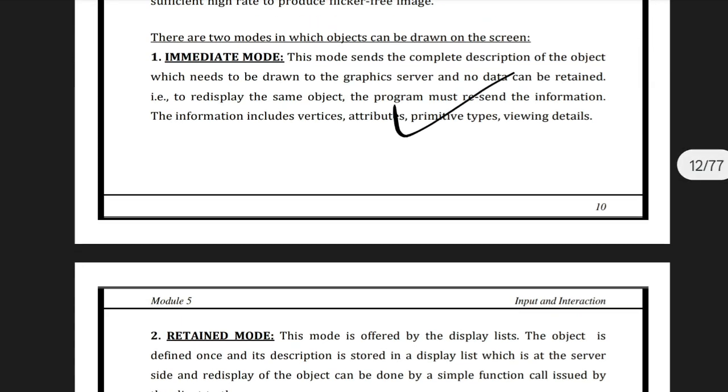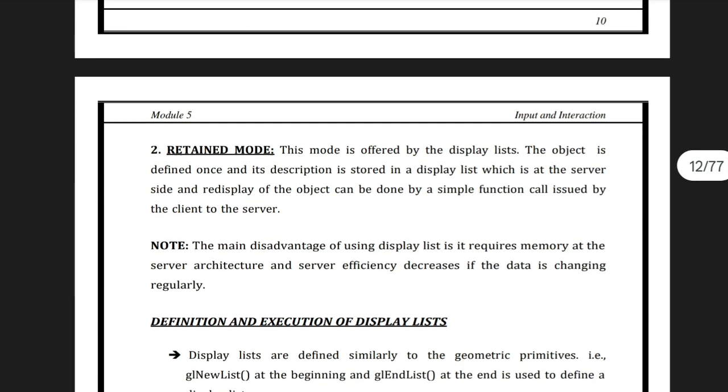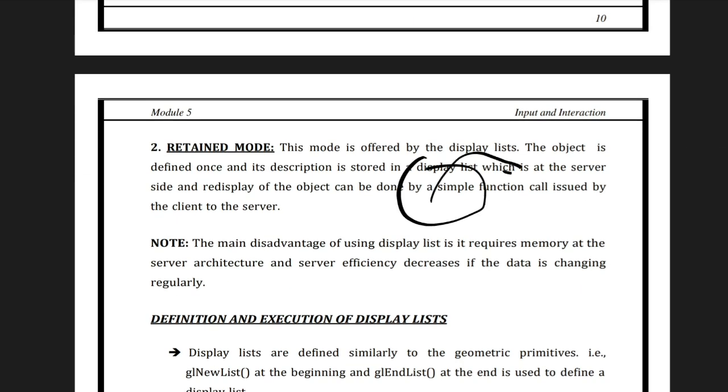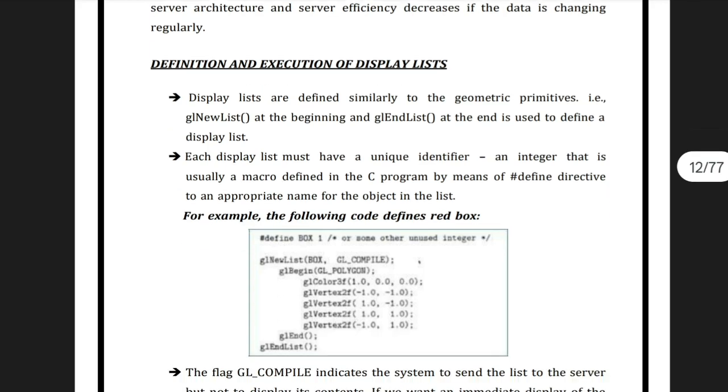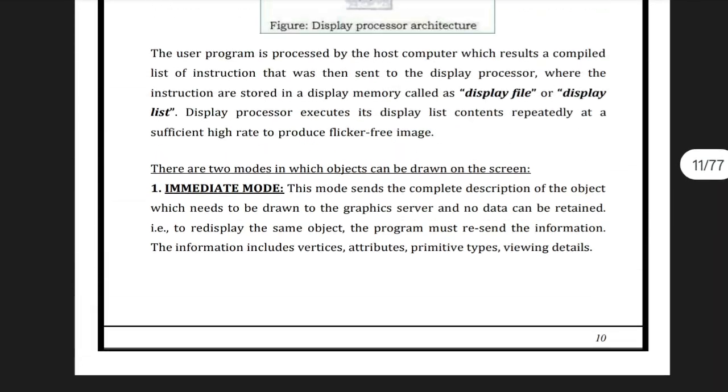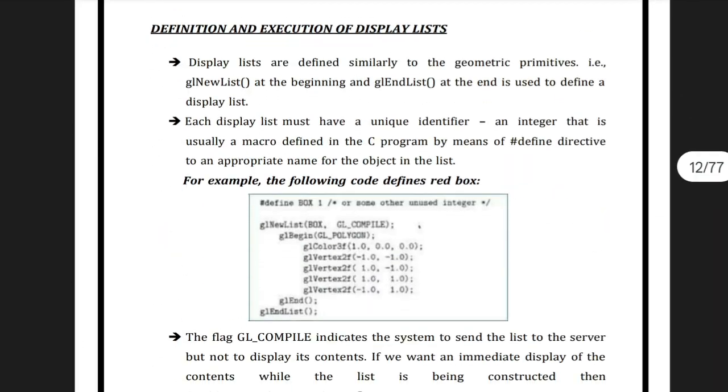And this is like cache. After you have drawn, you will not have that information, you will have to resend that information. In retain mode, it will store that information, it will draw, and whenever you want again, it will just take it from the same place. You need not send the information again. Okay, that was about the different types of modes. And what about the execution of display list?